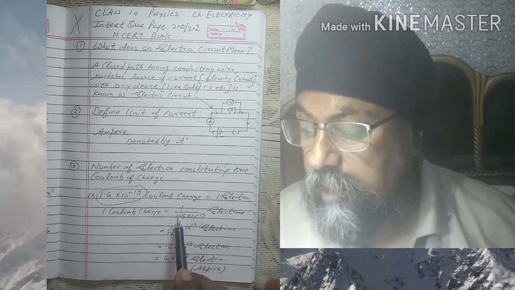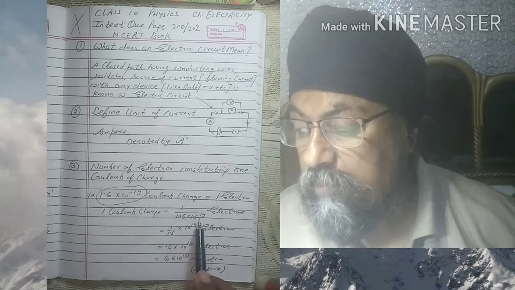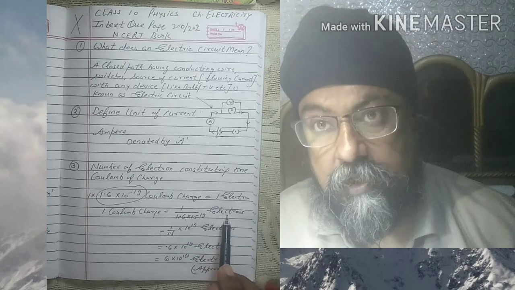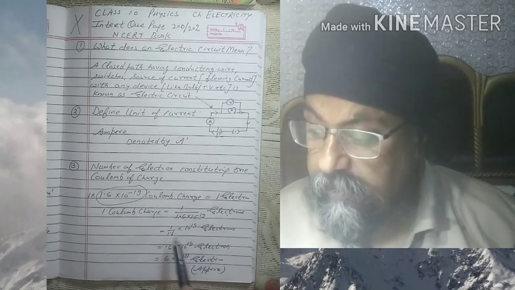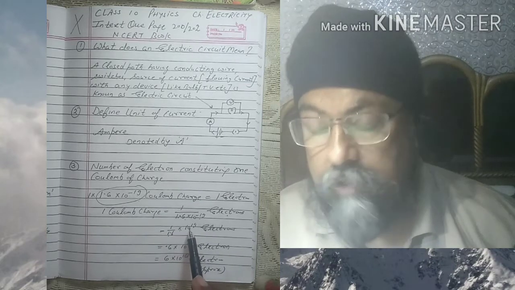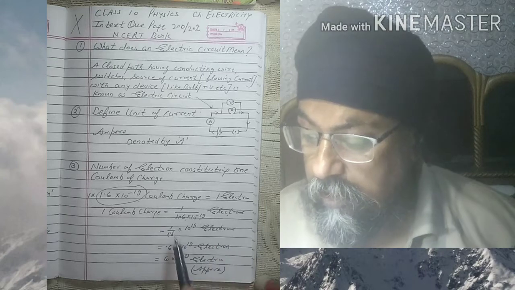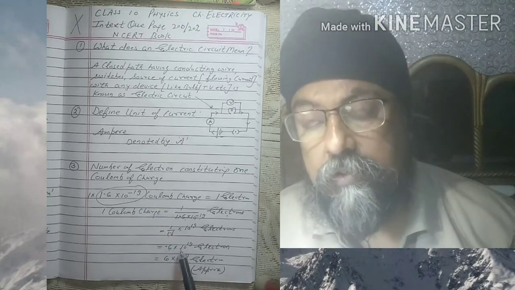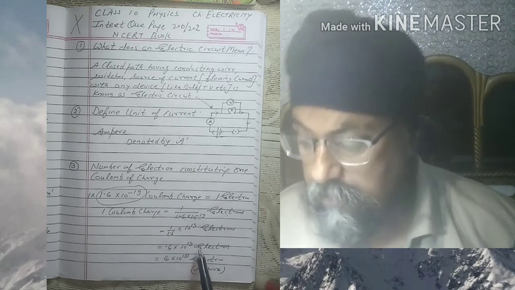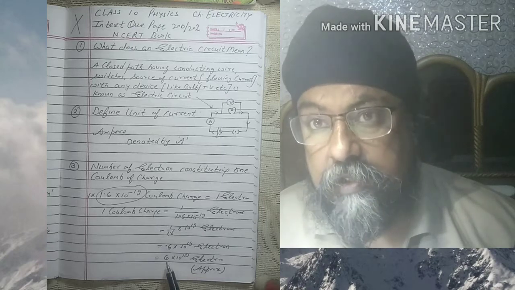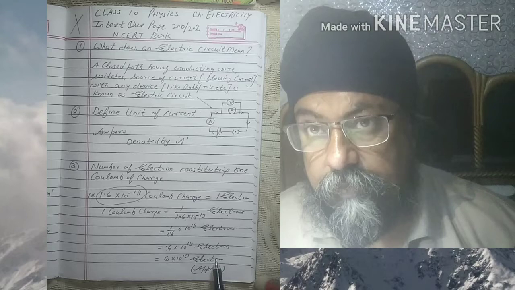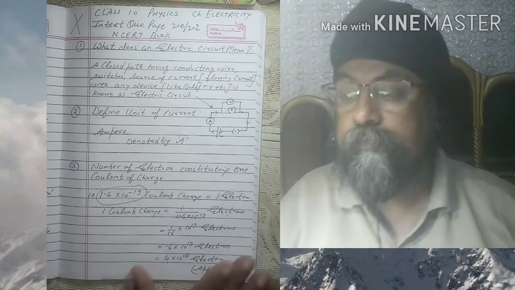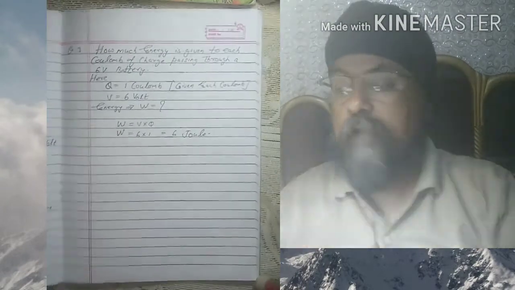That is, 1.6 × 10^-19 electrons. Shifted exponentially, 1 upon 1.6 × 10^19 electrons. Divided, that is 0.6 × 10^19 electrons. Simplify it, we can write it as 6 × 10^18 electrons. I hope you can understand. Now we will move to the next question.